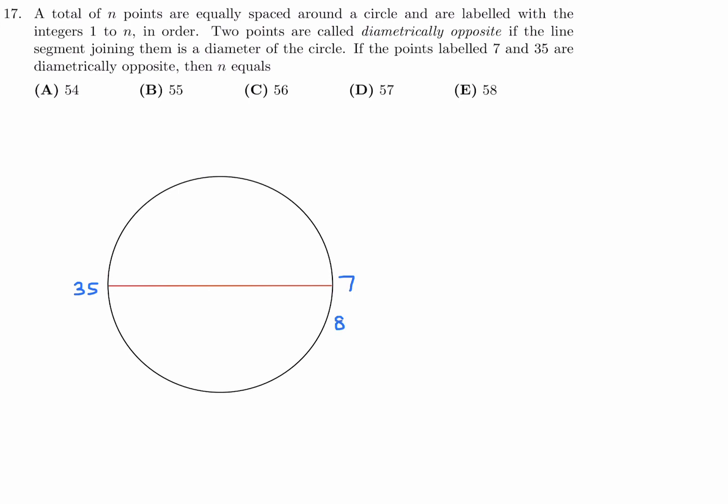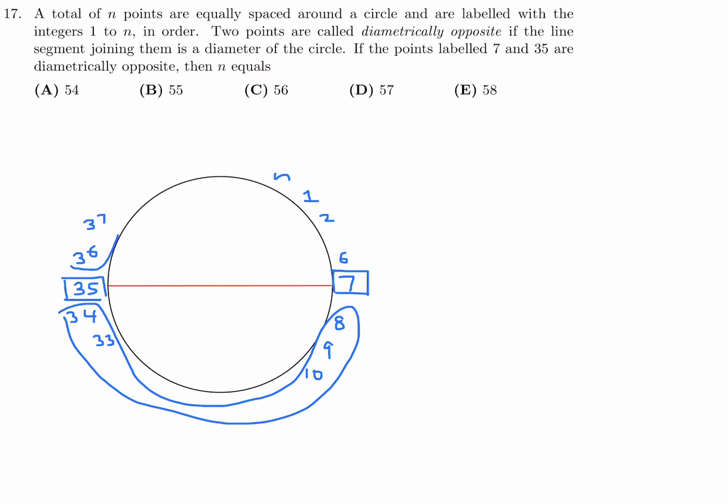All right, so now we have to put in the other numbers. So these numbers would be 8, 9, and so on, right? All the way up until 33, 34. And on this side, the numbers would be 36, 37, all the way up until n, and then 1, 2, 3, up until 6. So these are sort of the boundaries, and then the number of numbers on this side and on that side have to be equal.